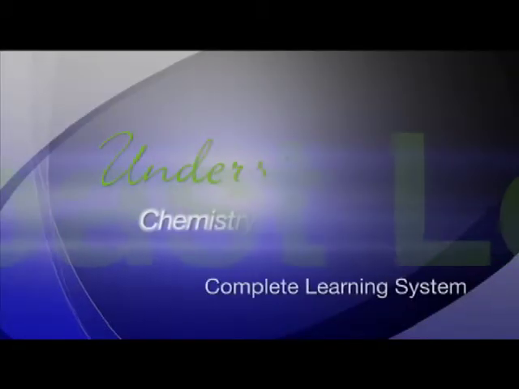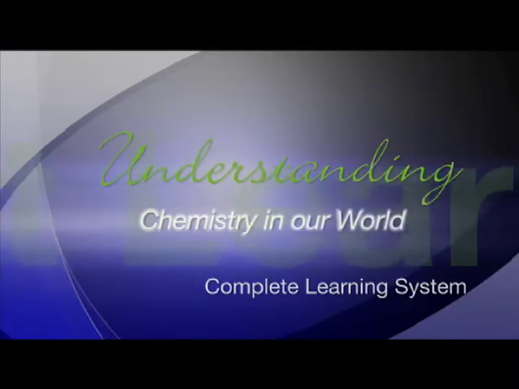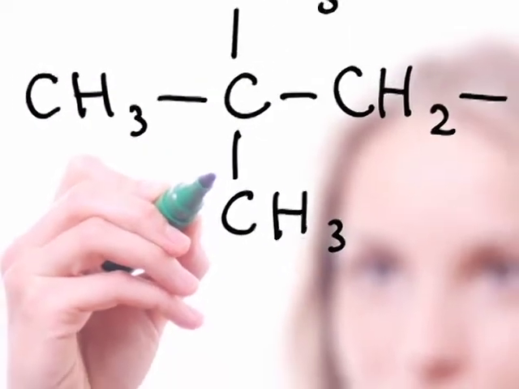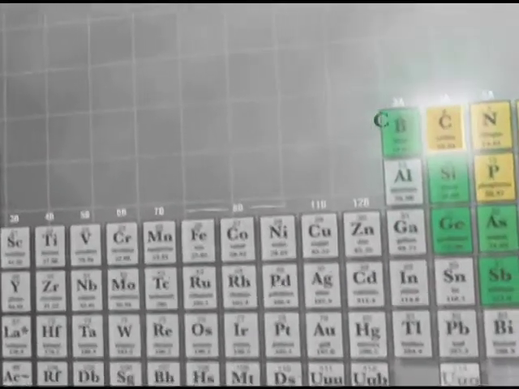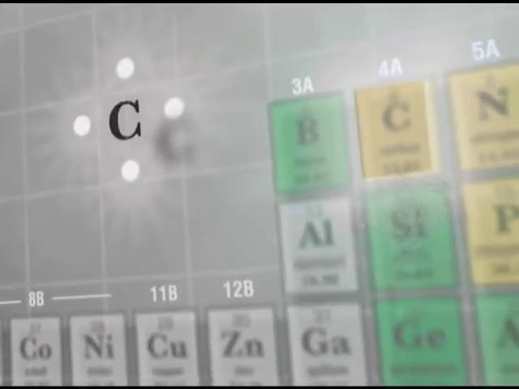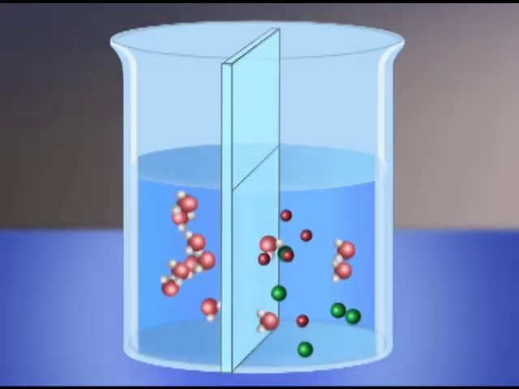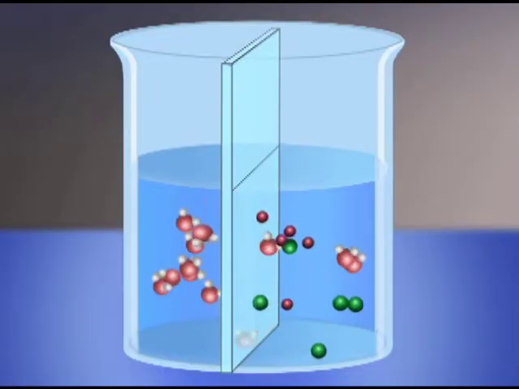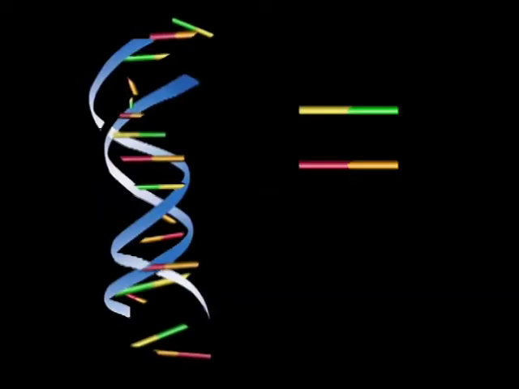Understanding Chemistry in Our World was designed for students with little background in the sciences and introduces the fundamental concepts and principles of chemistry. The lessons follow a sequence that progresses through the basics of chemical bonds and molecular structure, physical and chemical changes, kinetics, and conclude with such overarching topics as nuclear chemistry and biochemistry.